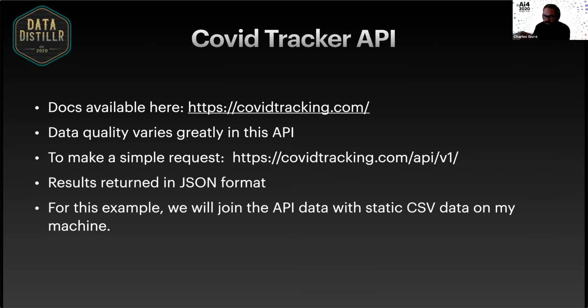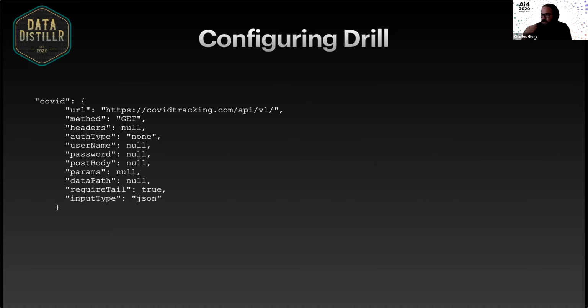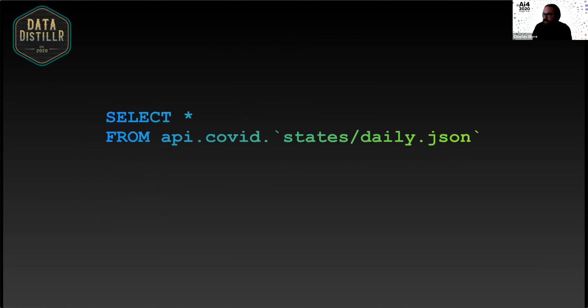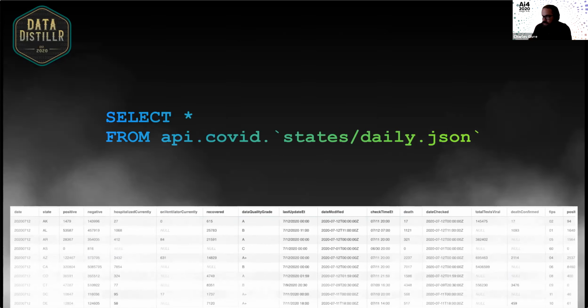But for a more interesting demonstration, what we're going to do is take this data that we're pulling from the API and join it with some static CSV data that's on my local machine. In order to do this, this is the configuration that we need to set up for Drill. And you can see really the only thing we have to do is specify the URL and that it's going to receive JSON, and that's really all we have to do. Once we've done that, we can do a select star from what you see here, and that gets you a basic query, which the results are here.